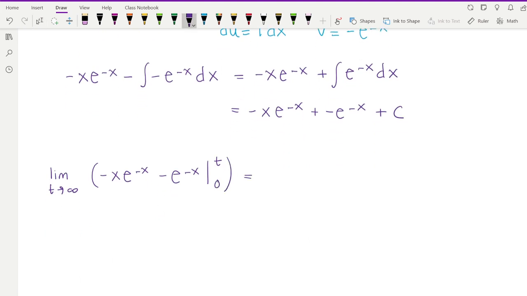So let's start by just plugging in our bounds, and then we'll worry about the limit. So the limit as t approaches infinity, if we plug in t, we get negative t e to the negative t minus e to the negative t. And then if we plug in 0, well, when you plug 0 into the first term, it's just 0, right? Because you have 0 times something else, so it's just 0. But then when you plug it into the second term, it's not 0, right? e to the 0 is 1, so this becomes minus 1.